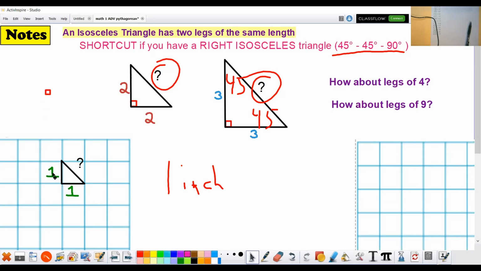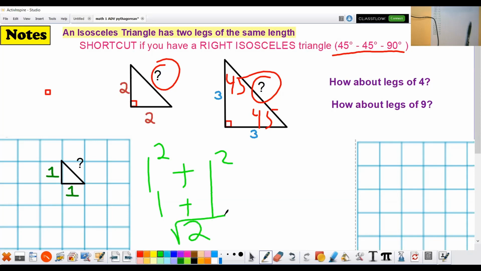So let's try the Pythagorean theorem. We've got 1 squared plus 1 squared. 1 plus 1 is 2. That's not 2, it's the square root. This side is the square root of 2.